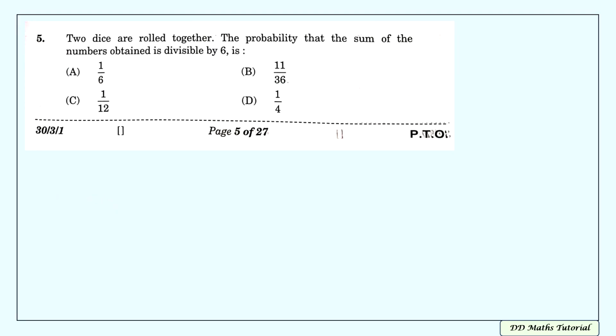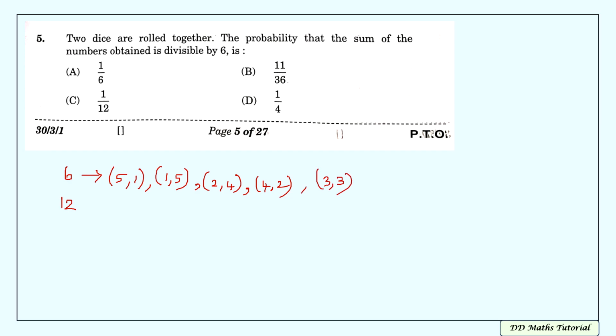Fifth sum. 2 dice are rolled together. Probability that the sum of the numbers obtained is divisible by 6. So in a dice, the sum which is divisible by 6, you will be having it as 6, or it can even be, the sum can even be 12. So we'll find which are the possibilities which is going to add up to 6. We have it as 5, 1 and 1, 5. Another possibility is 2, 4 and 4, 2. The other one is 3, 3.